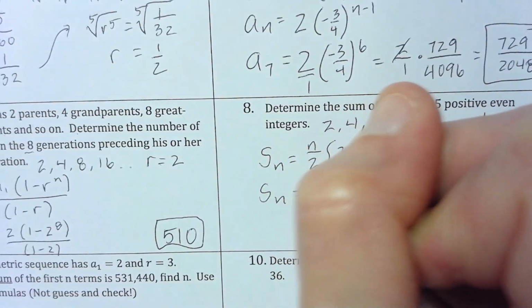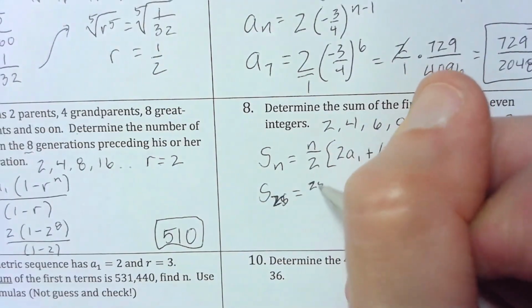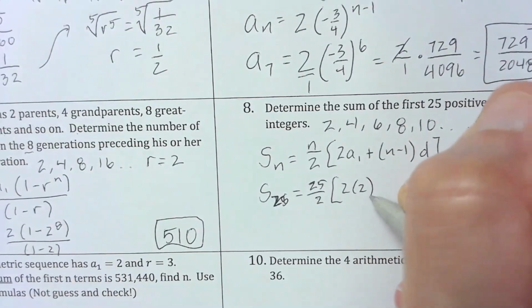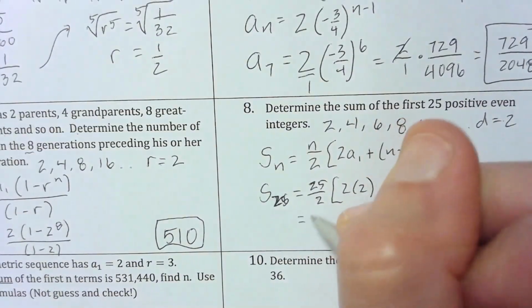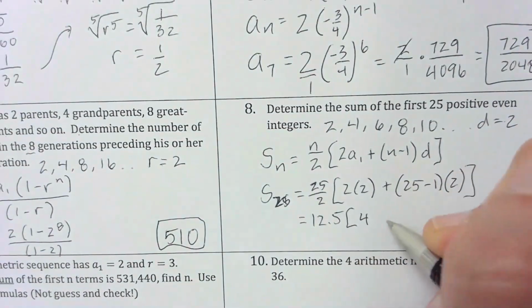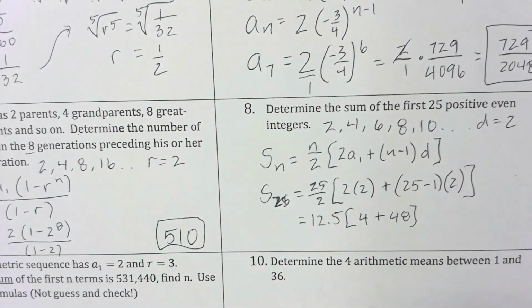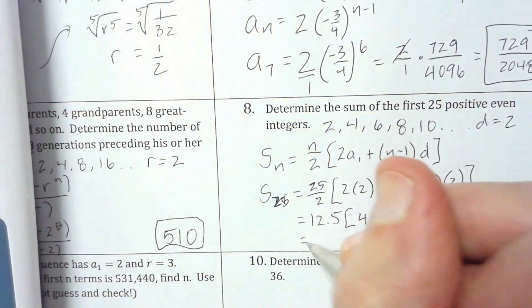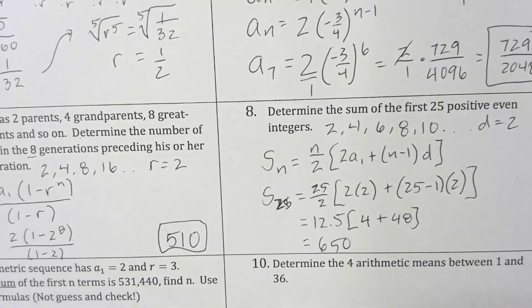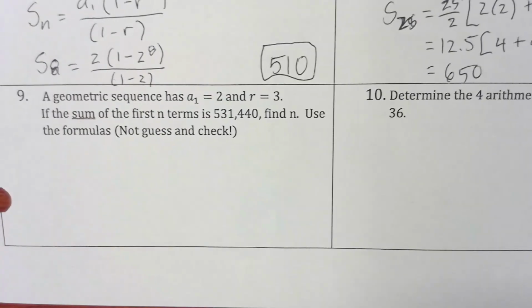And then I'm going to pop in the pieces that I know. The sum of the first 25, so 25 over 2, 2 times 2, plus 25 minus 1 times 2. Okay, so this is 12.5, 4, plus 24 times 2, 48. So 12.5 times 52, 650. Okay, let's do a couple more and then I'm going to make another video for the back.